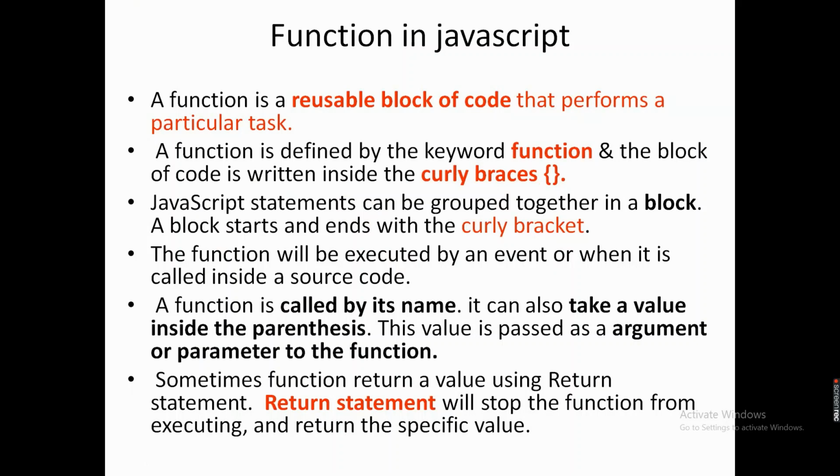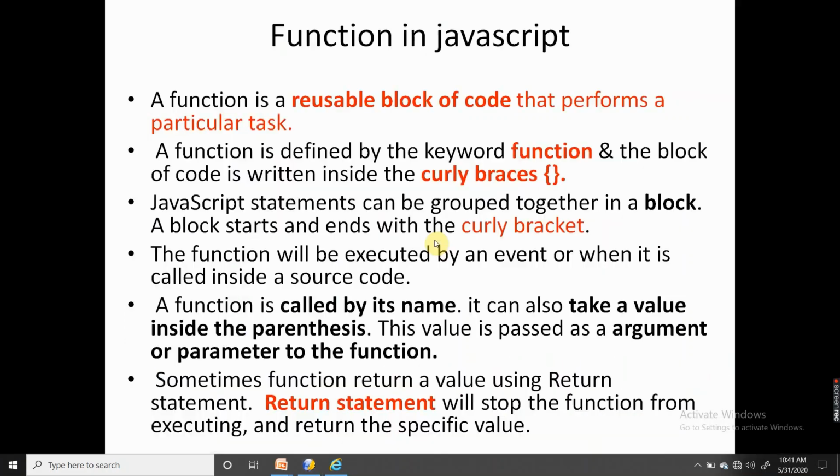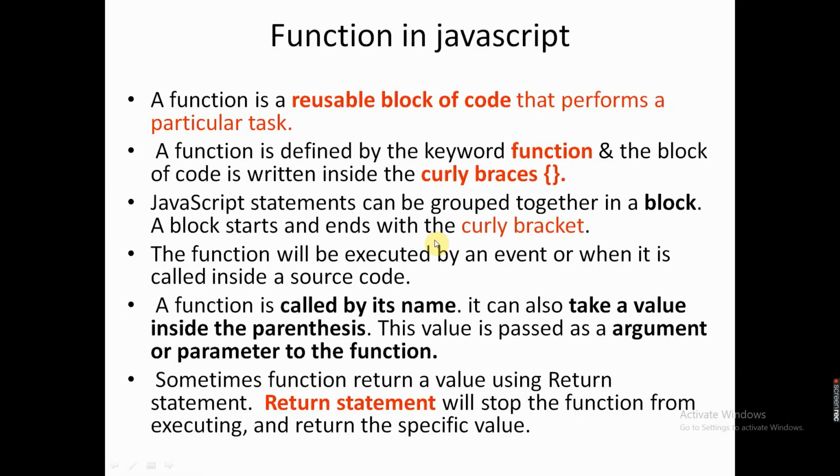A function is called by its name. My function name is validate form. It can also take a value inside the parenthesis. It is known as a parameter or argument inside this parenthesis. Right now I don't have one. Sometimes a function returns a value using a return statement. We are going to use it. The return statement will stop the function from executing and it will return the specific value.